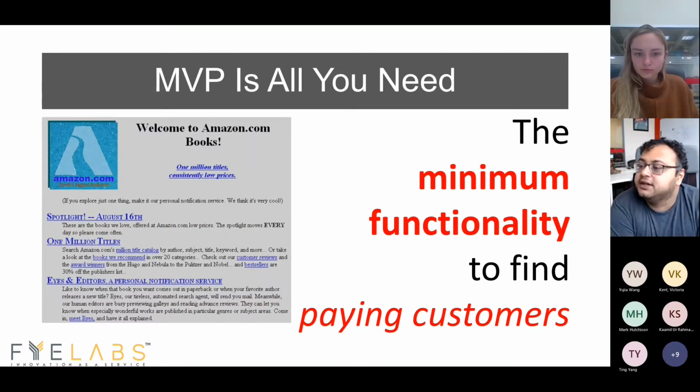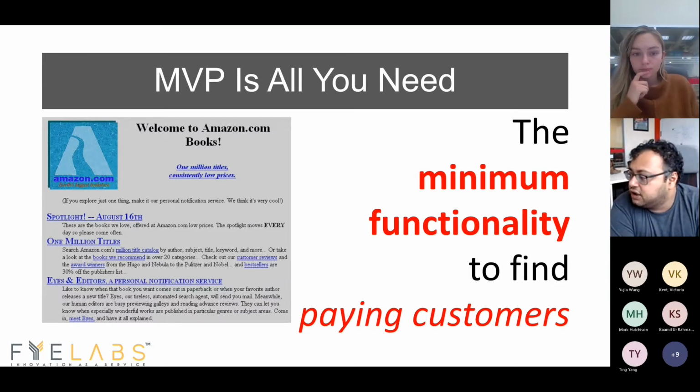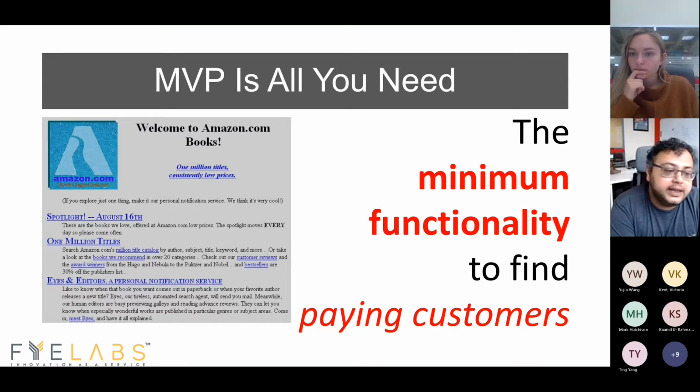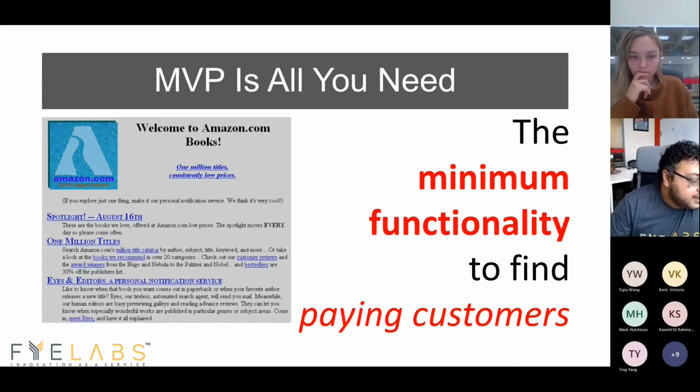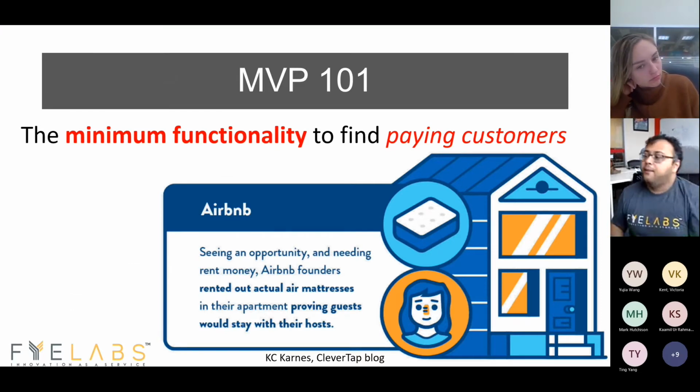This is what Amazon.com started as. Doesn't look pretty, doesn't look cutting edge in any way, but it helped them validate that people were willing to pay for buying books online. Similar example, Airbnb. Couple guys in an apartment somewhere in San Francisco, I believe, who decided they're going to just rent out their air mattress. And that's where the name Airbnb was born, I guess.